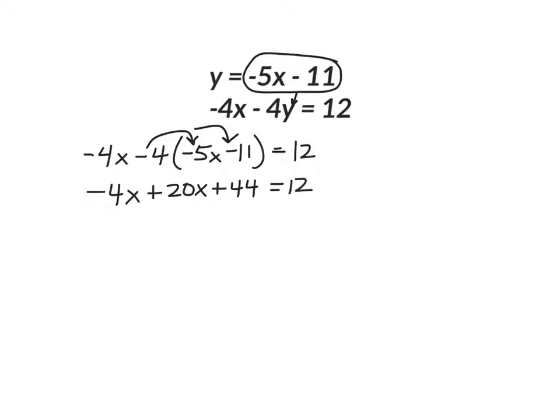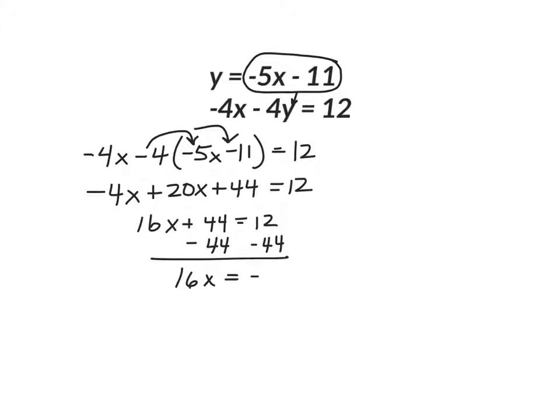Okay. Now, I'm going to combine my like terms. Negative 4 and positive 20 is 16x. I'm going to subtract 44. And 16x is going to equal negative 44 and positive 12 is negative 32. Divide by 16. And x is going to equal negative 2.